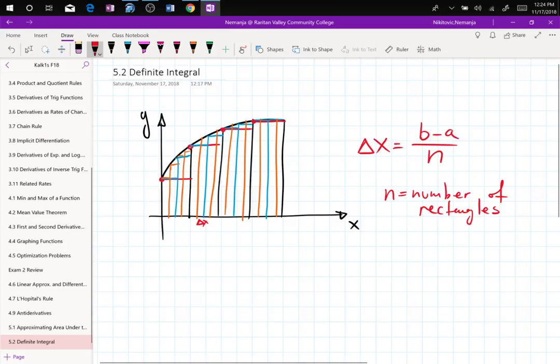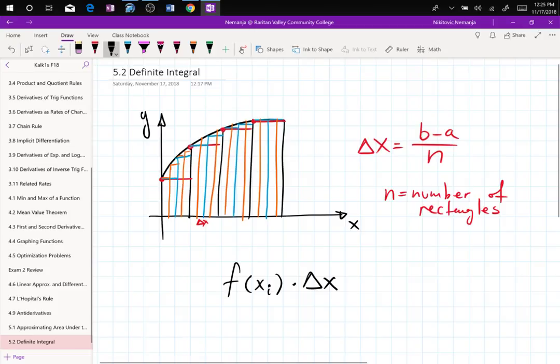And I also know that each one of these rectangles, if I take a representative rectangle, is going to be f of x, and I'll put i because it's some rectangle somewhere, times delta x. So do we all agree that we get area of a single rectangle when I multiply height times the width, right?